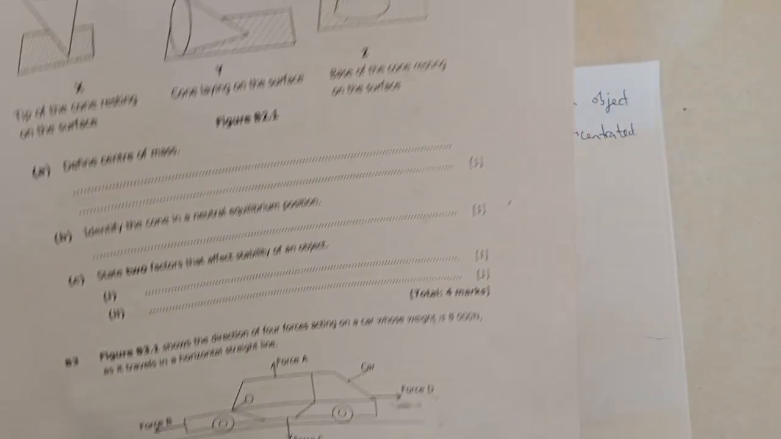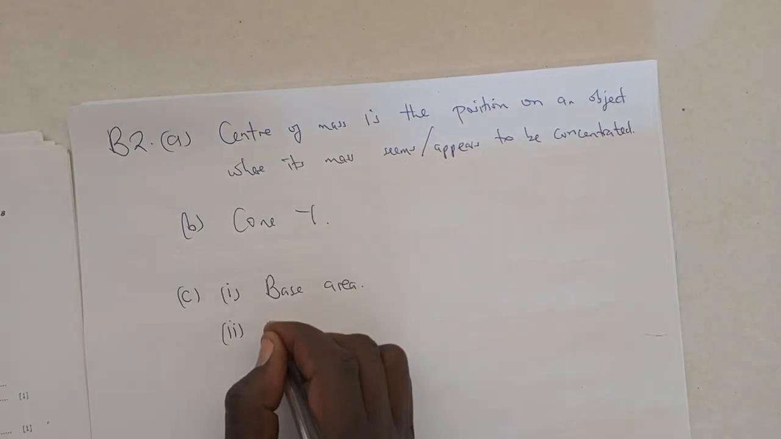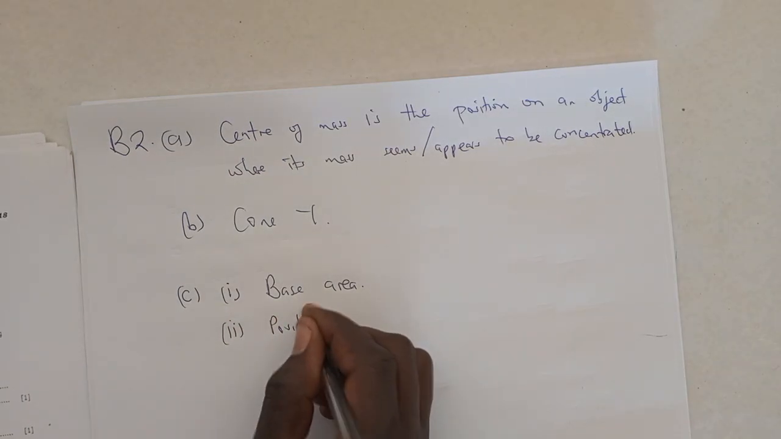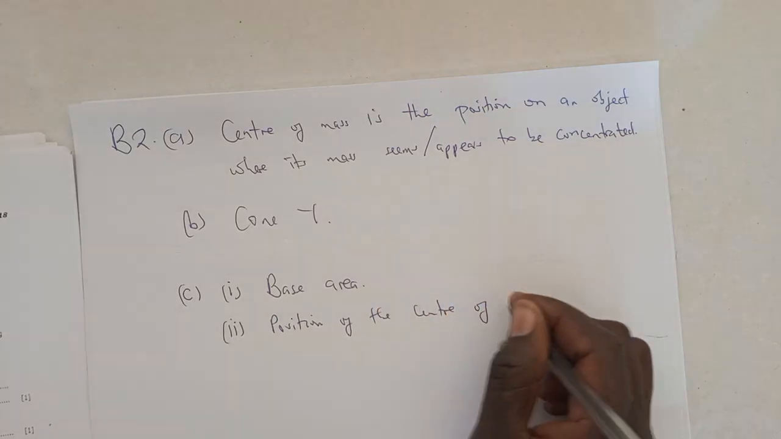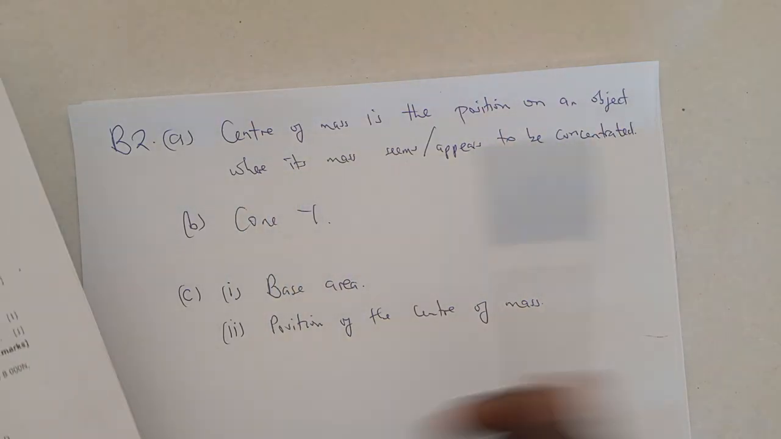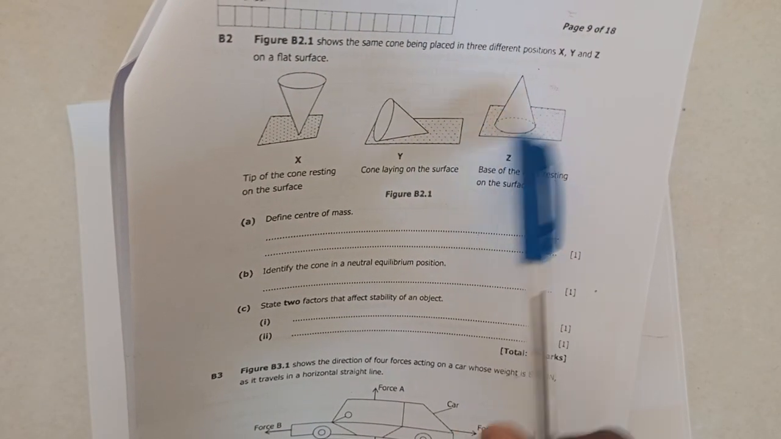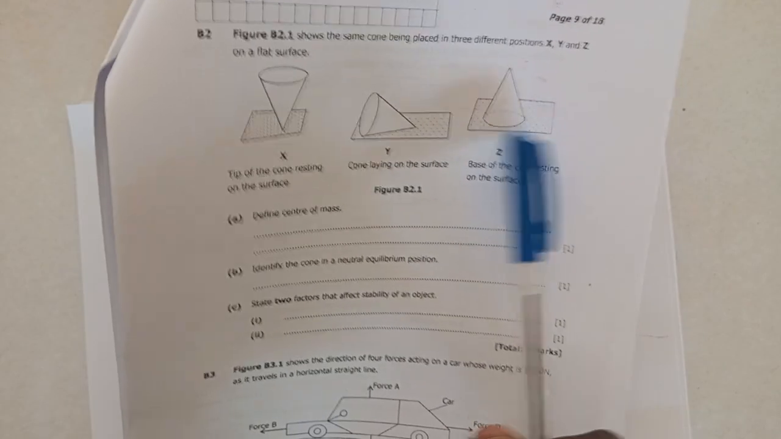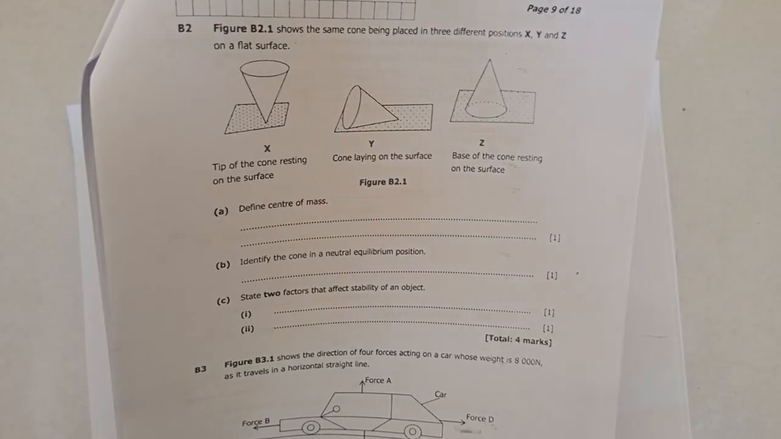And then the other factor is position of center of mass. The other factor would be position of the center of mass. And we have said that the center of mass is basically a position on an object where its mass seems to be concentrated. And in this case, this guy here, the mass seems to be concentrated below here. And this is its center of what? Center of mass. And so that center of mass is one of the factors that basically affect the stability of an object.